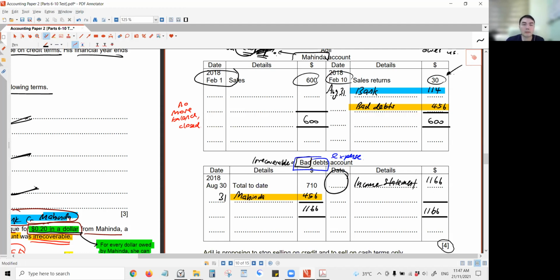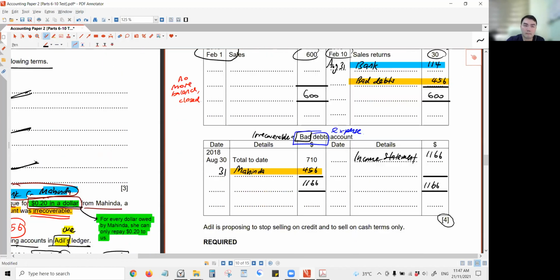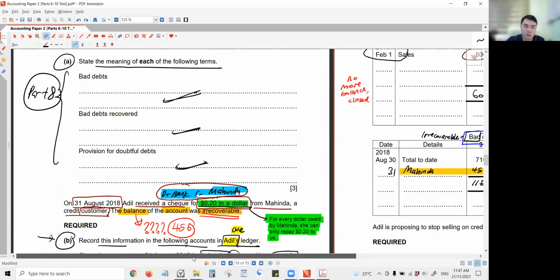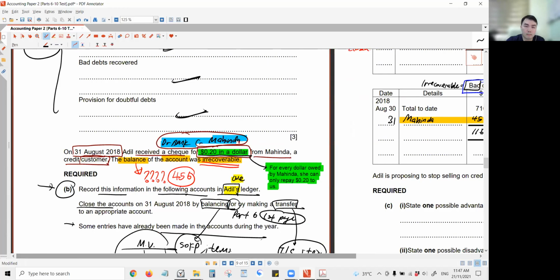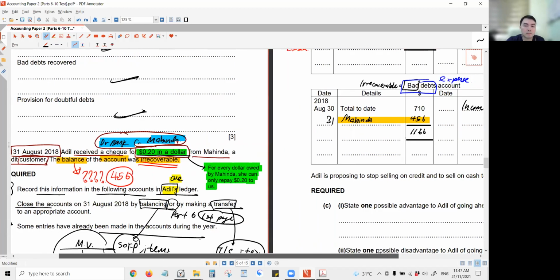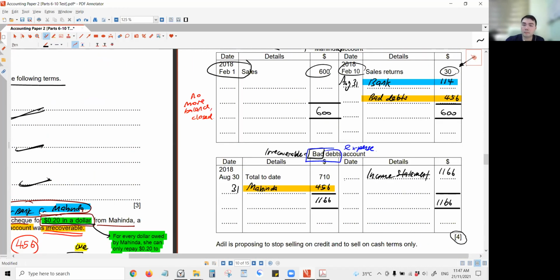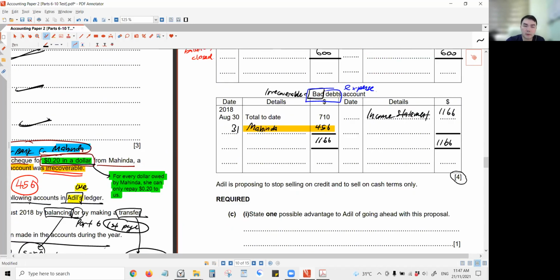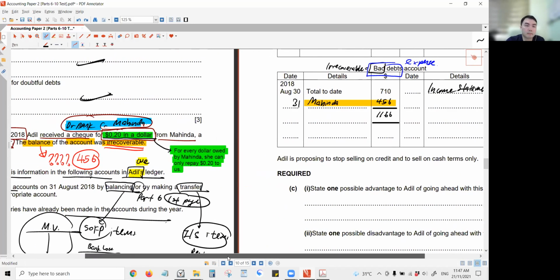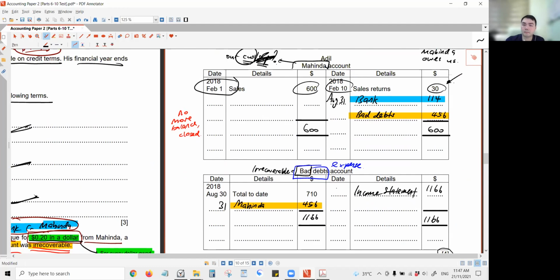The date here is the year end. Year end is what? 30th August 2018. 31st, right? 31st. Okay, so finish. After you're done, let me know. We see the next question.